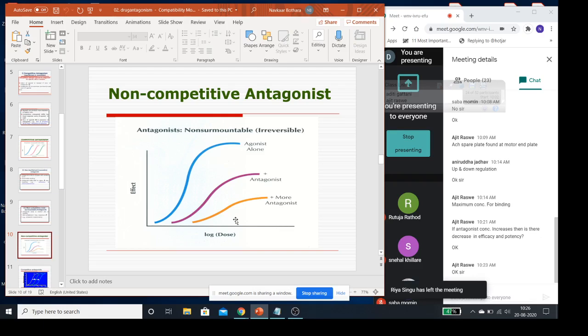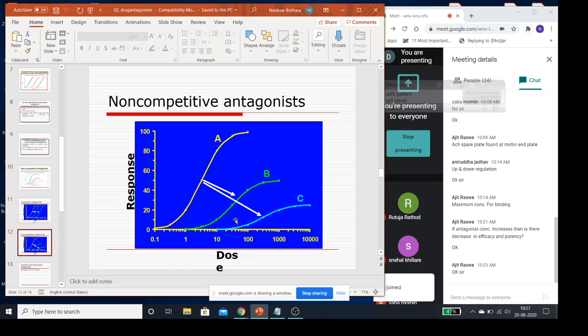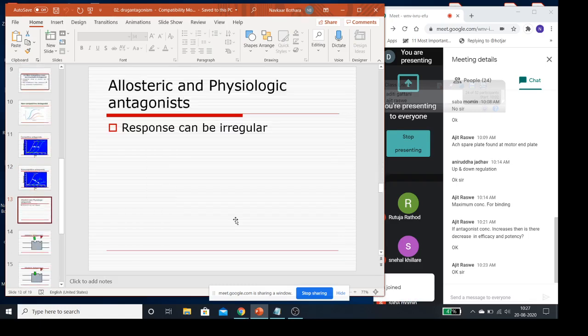So this is how these agonists are acting. These are the graphs we have seen. Here only the figures are added: doses of agonist on one axis, and response on the other, which is your measurable quantity, and these are the other effects we have seen. Then the allosteric antagonist.